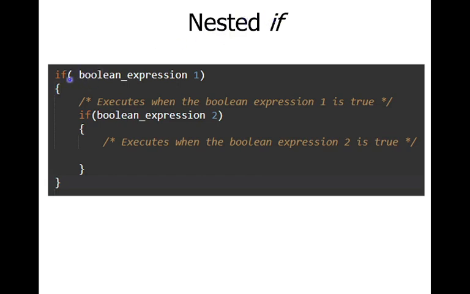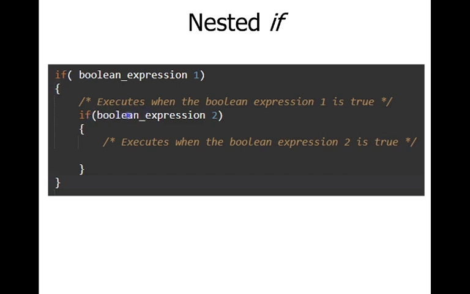Here we have a Boolean expression, and if this is true, whatever is inside the braces will be executed. It executes when Boolean expression 1 is true. Everything inside the body will be executed, and inside this if statement, we are including another if statement. So we have Boolean expression 2. We will check again for another condition. That is why it is known as nested if. We are including an if statement inside an if statement.